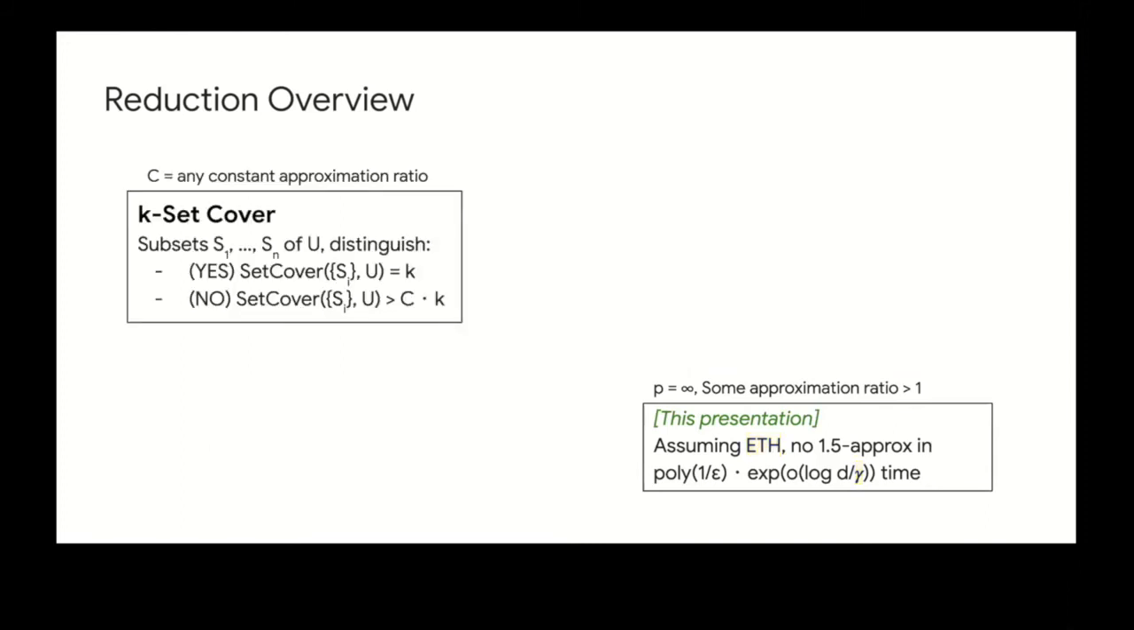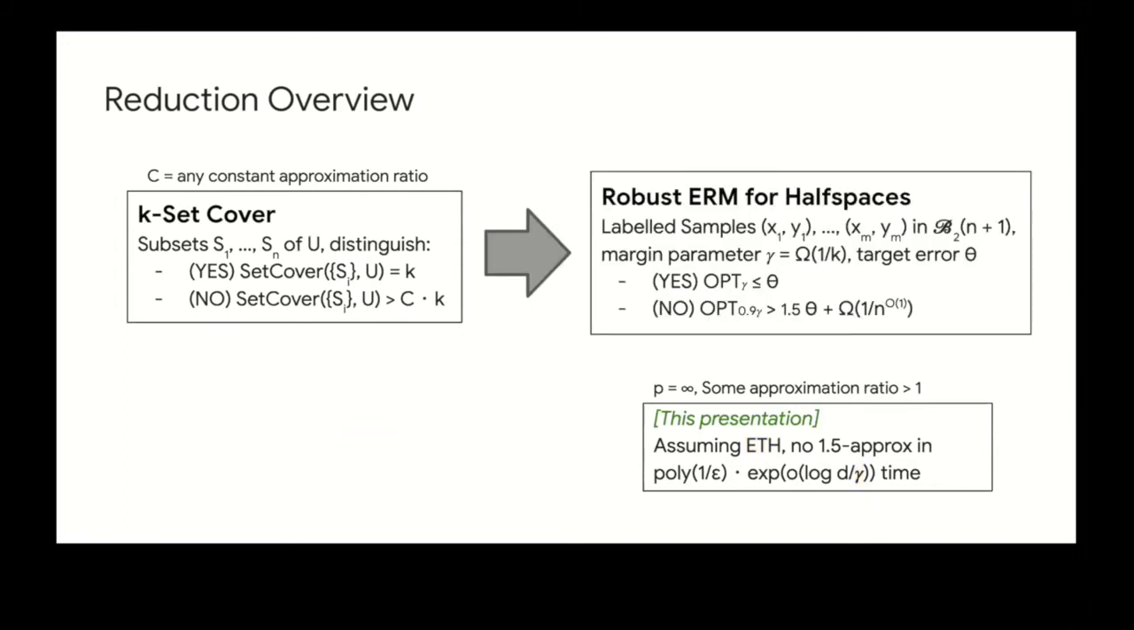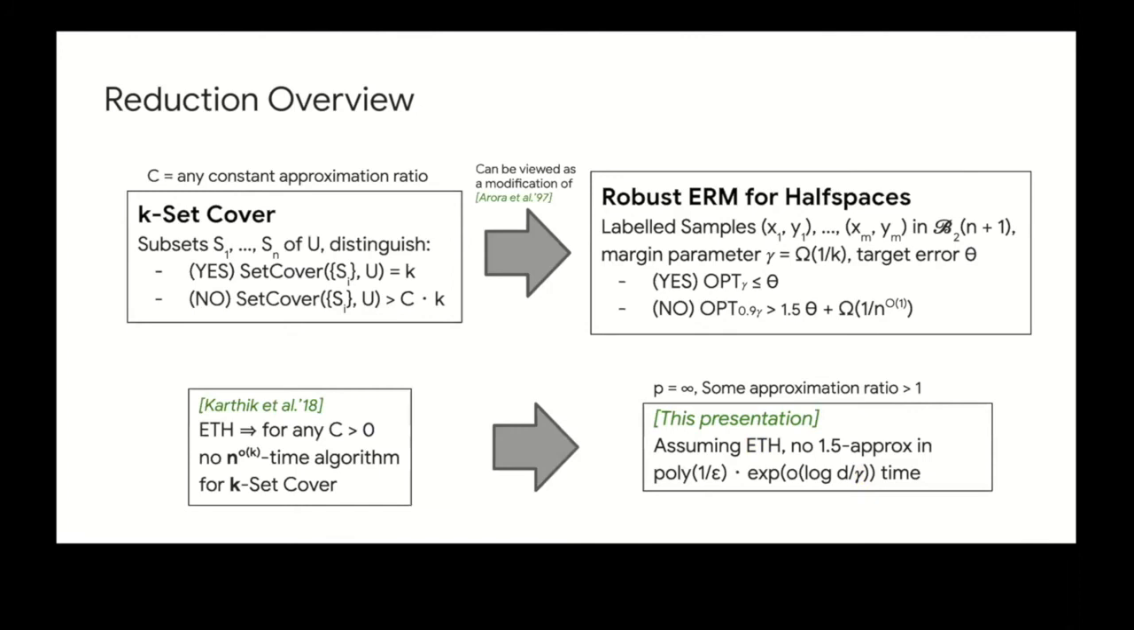And for this d to the 1 over gamma, you can reduce from k-set cover. Specifically, you can reduce from k-set cover so that the margin parameter is roughly 1 over k, and the other things are pretty similar to before. Now, since we know that k-set cover is hard to approximate for any constant factor, we also get hardness of approximation for our ERM problem for half space as well, where the running time lower bound is now d to the 1 over gamma.